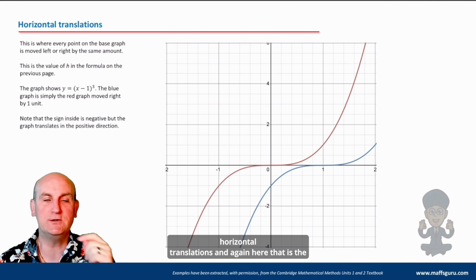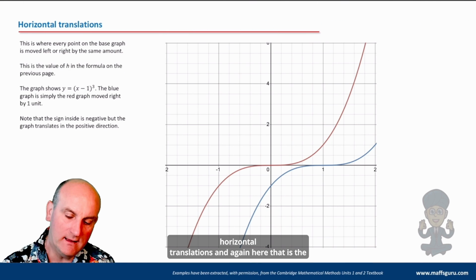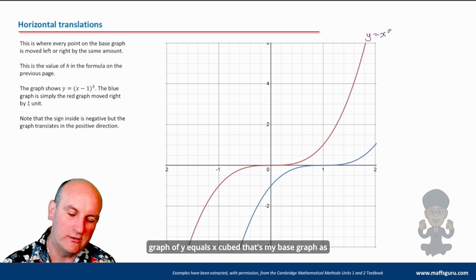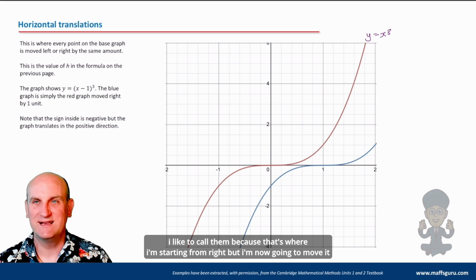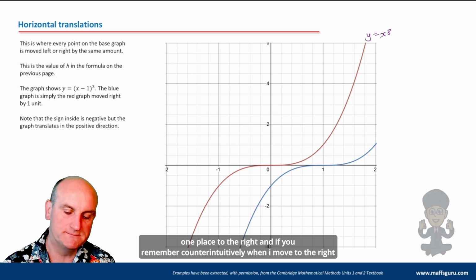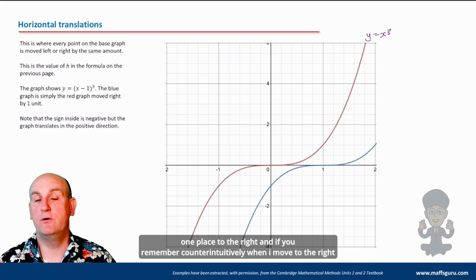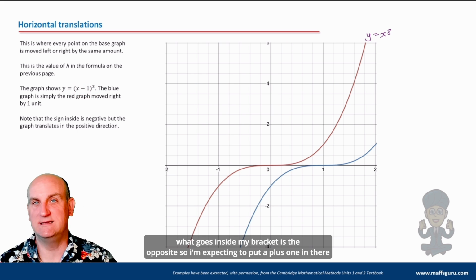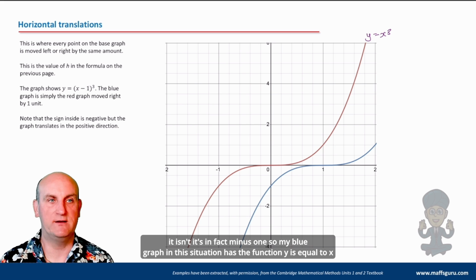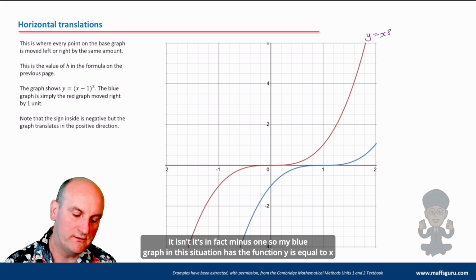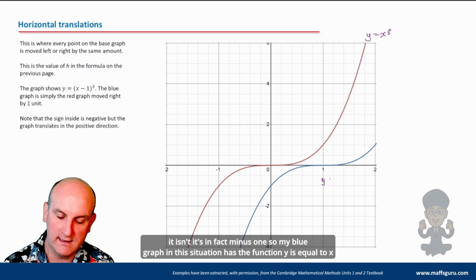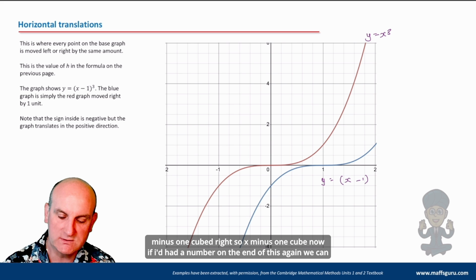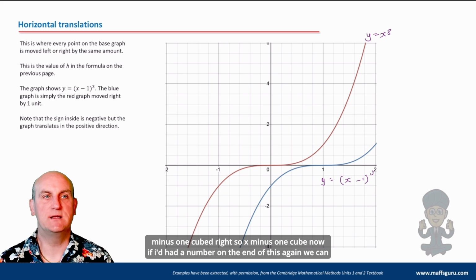Oh yeah, horizontal translations. And again, here, that is the graph of y equals x cubed. That's my base graph, as I like to call them, because that's where I'm starting from, right? But I'm now going to move it one place to the right. And if you remember, counterintuitively, when I move to the right, what goes inside my bracket is the opposite. So I'm expecting to put a +1 in there. It isn't. It's in fact -1. So my blue graph in this situation has the function y is equal to (x minus 1) cubed. Right, so (x minus 1) cubed.